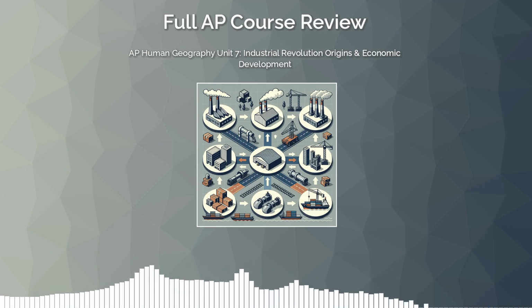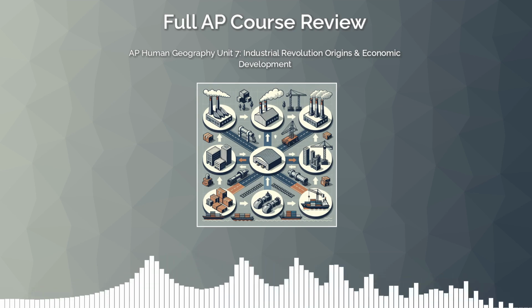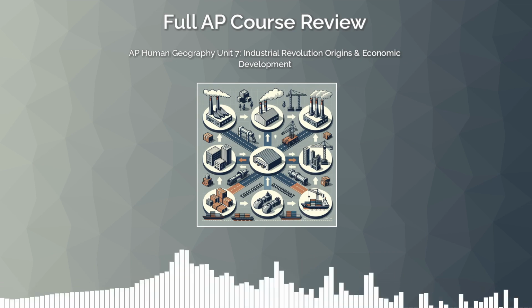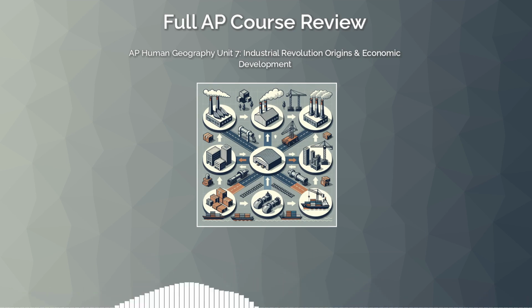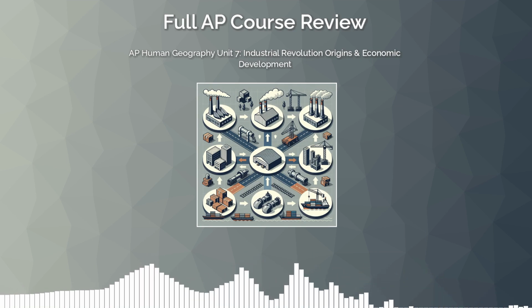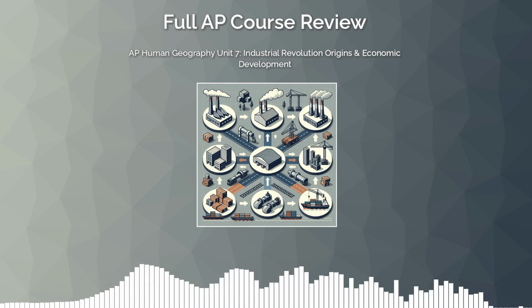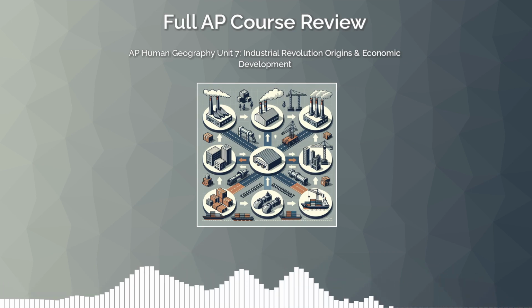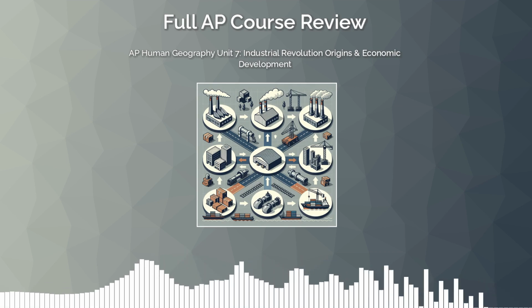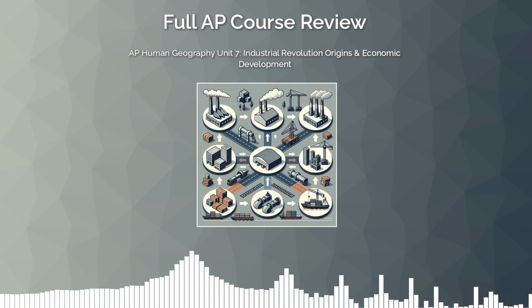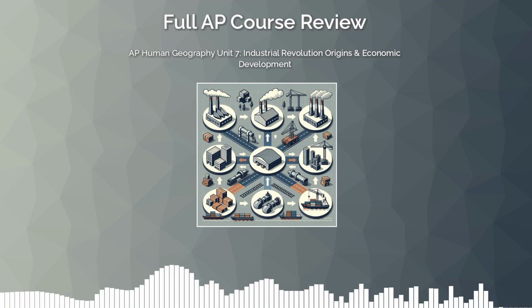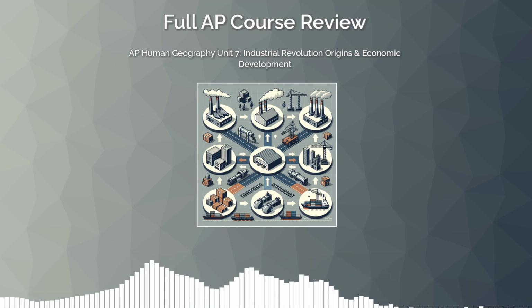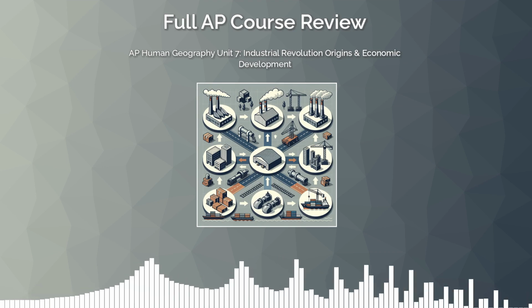Development itself is measured in several ways, and you need to know all of them. Gross domestic product, or GDP, measures the total monetary value of goods and services produced within a country in a year. GDP per capita divides that by population, giving you a per-person average that is far more useful for comparing countries of different sizes. But here's where the exam gets tricky. GDP per capita tells you about average wealth, not about distribution. A country could have a high GDP per capita while most of its citizens live in poverty if wealth is concentrated among a small elite. That is exactly why the Human Development Index, or HDI, matters so much.